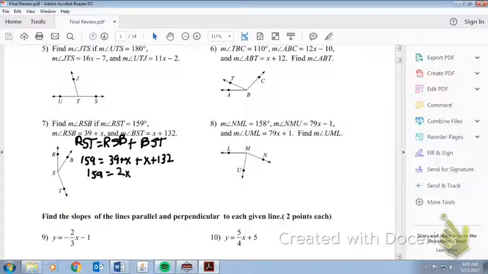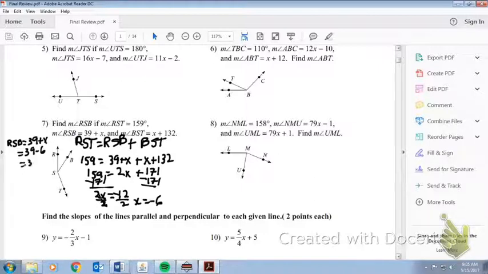159 equals 2x plus 171. Subtract 171 from both sides. And I get 2x equals negative 12. Divide both sides by 2, and I get x equals negative 6. So I'm looking for RSB, that was 39 plus x. So I go 39 plus x, plug in my negative 6, and I get RSB equals 33 degrees.